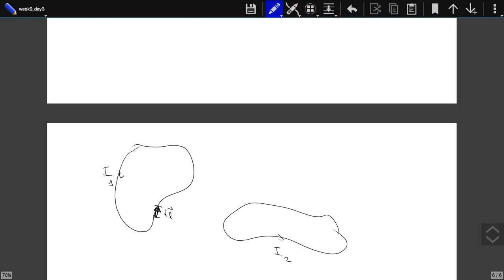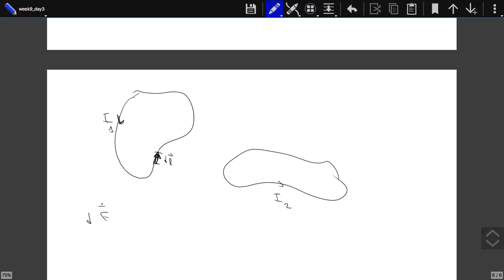This is dl, because this is the direction of the current. So that piece will feel a force which will be given by I1 times, let me call it dl1, dl1 cross B2. B2 is the magnetic field created by the second wire at the position of dl1. So the total force that the first wire will feel due to the second wire will be equal to I1 dl1 cross B2 integrated over all my wire.